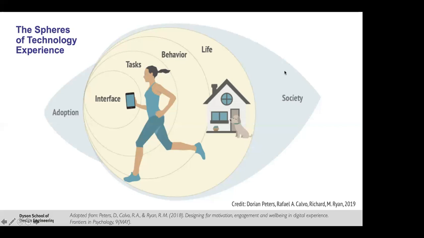And on the other side, we have society. And this refers to the impact that the technology will have on people that may not even be using the technology. So even if I don't use Facebook, Facebook will have an impact on me because it has an impact on democracy. It has an impact on what other people feel and their emotions, etc.